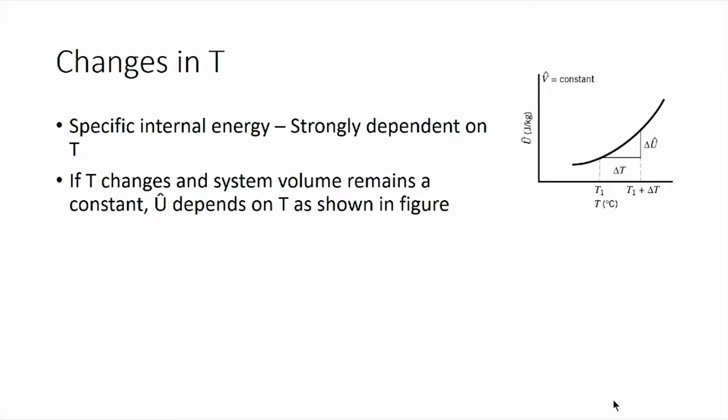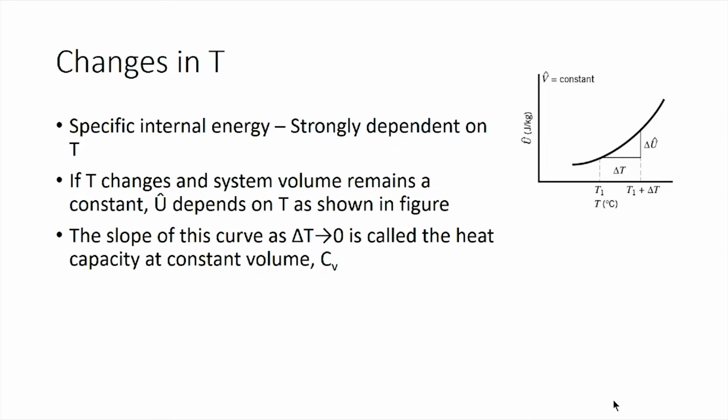If temperature changes and system volume remains constant, then specific internal energy depends on the temperature as shown in the figure. You can see that the specific internal energy increases in an exponential fashion as temperature changes. The slope of this curve as delta T tends to 0 is called the heat capacity at constant volume, or CV. We have already seen this term before, and the tangent to this curve would be the CV for this particular component at the given temperature.